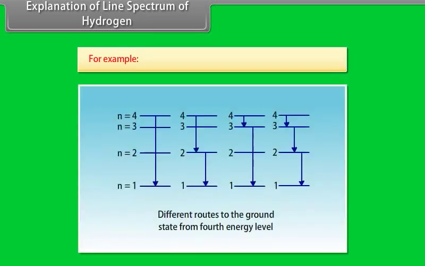For example, let us consider the electron present in the fourth energy level, n = 4, of different hydrogen atoms. In some atoms, it may come to ground state, n = 1, by direct jump, while in some others, it may first jump to second energy level, n = 2, and then to first energy level, n = 1, while in still others, it may come to ground state via third, n = 3, and second energy levels, n = 2.